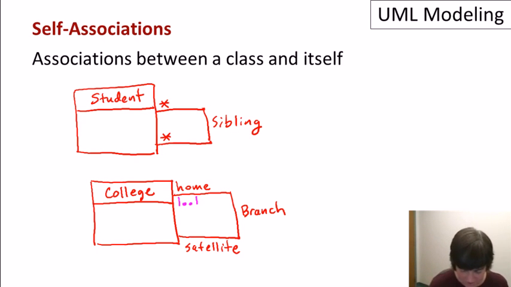Or actually, let's say something else. Let's say every home campus can have between 0 and 10 satellite campuses. So that would be a 0..10 on that side of the self-association.